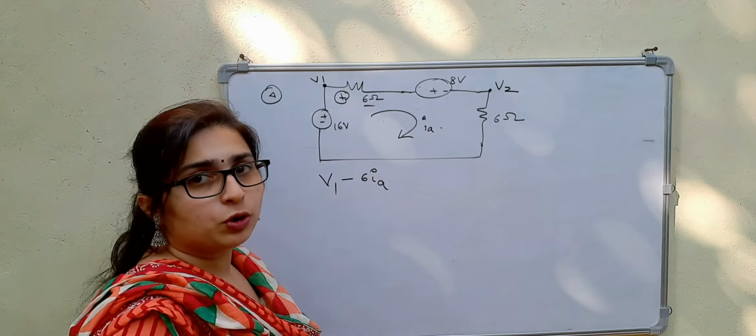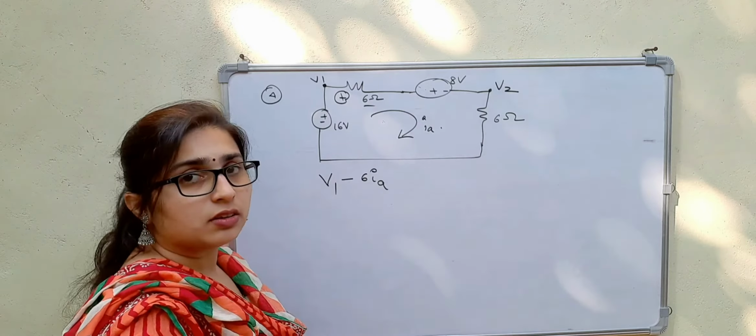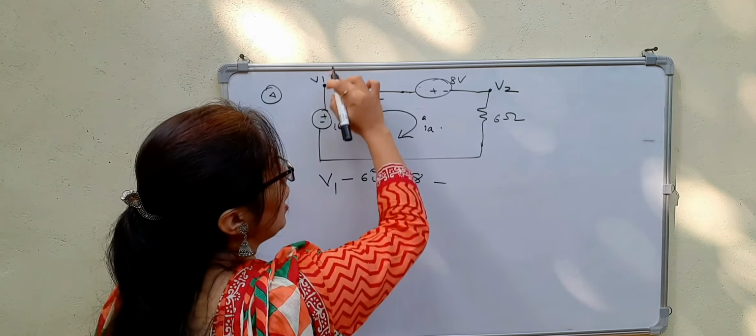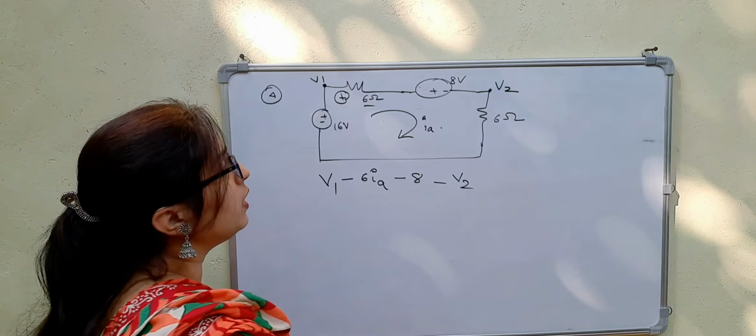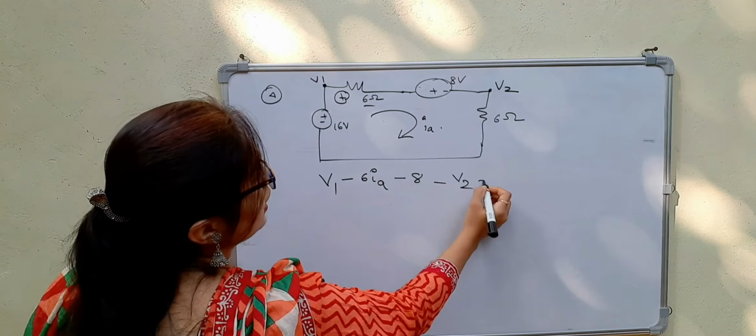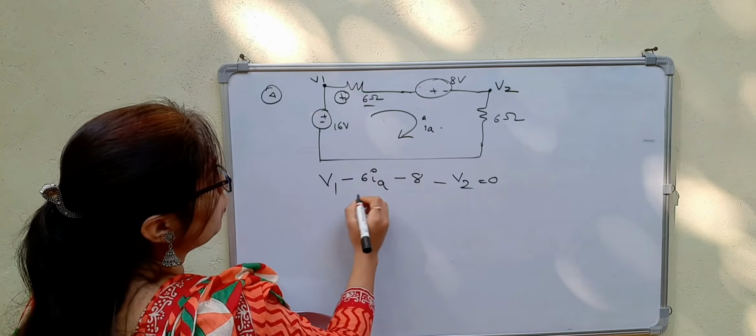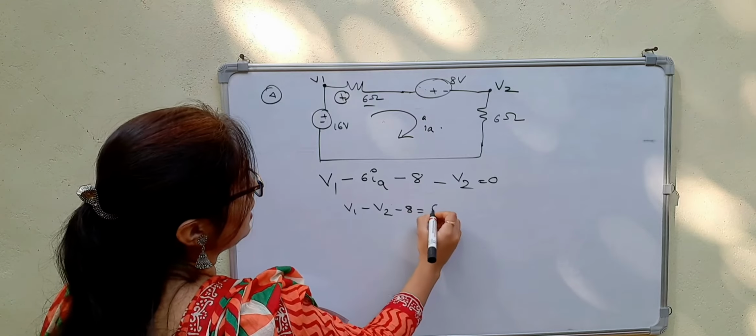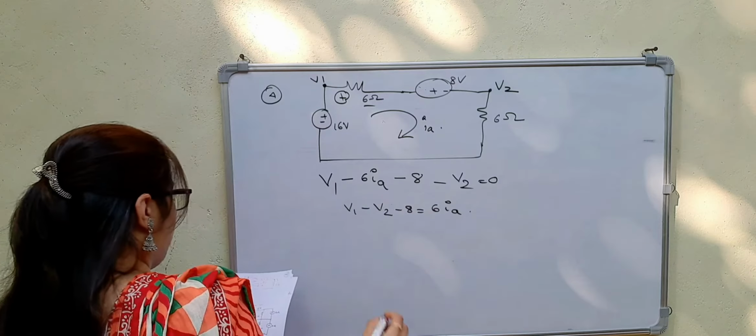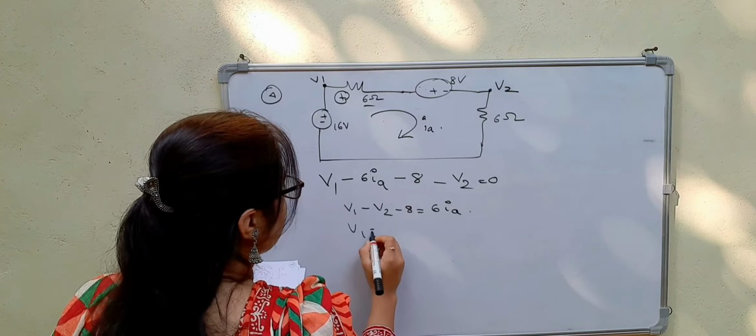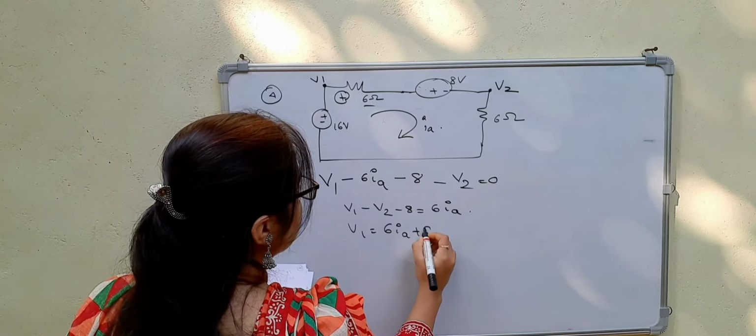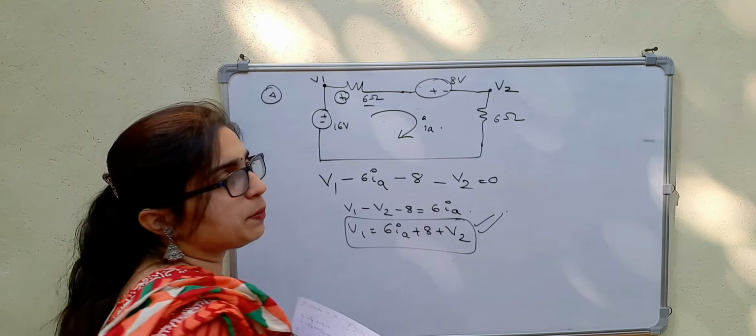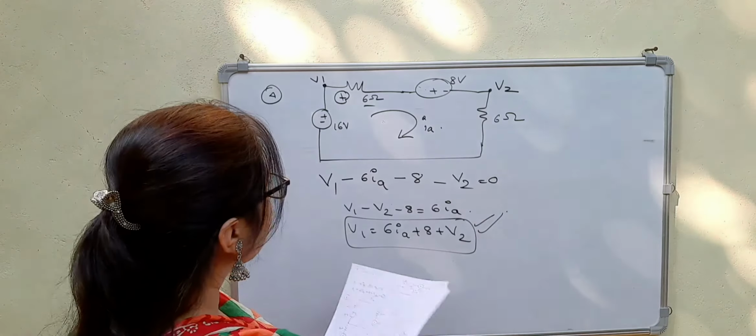Then we have 8 volt source. Here we are coming with the plus first, so it is minus 8. Then higher to lower potential, so V1 minus V2 it will be. That is equal to 0. So we can write V1 minus V2 minus 8 is equal to 6 IA. That will be, or V1 is equal to 6 IA plus 8 plus V2. Okay, you can write the relationship between V1, V2 and IA.